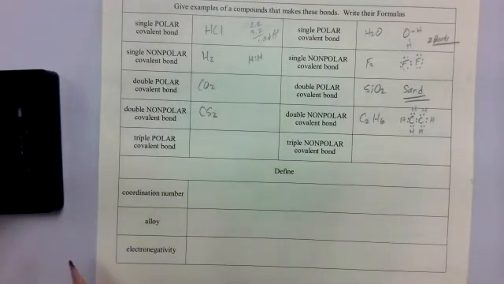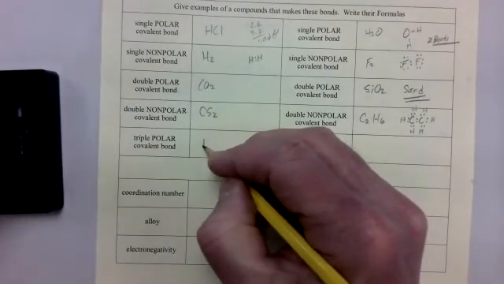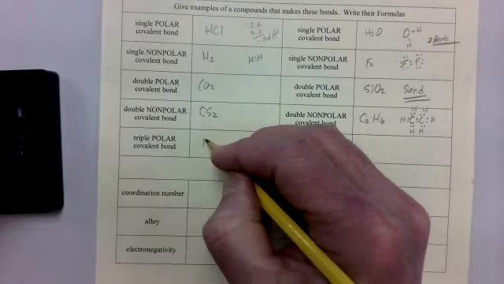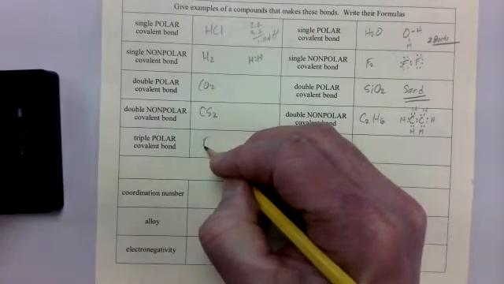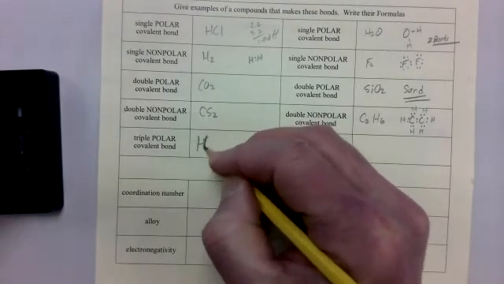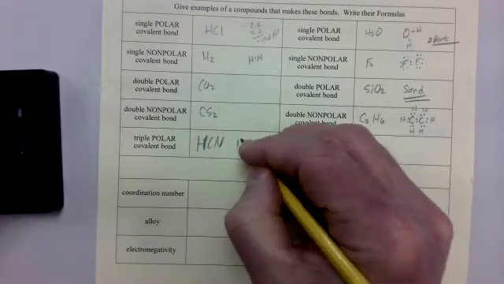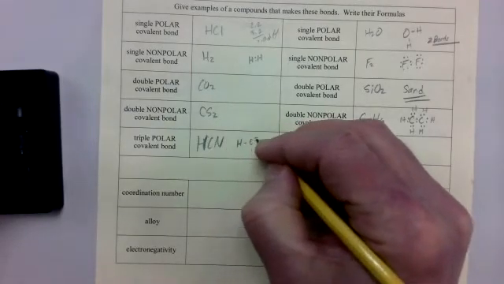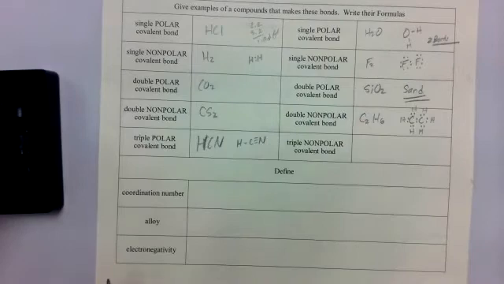Triple polar covalent bond. Triple polar, the only one I can think of would be HCN, which is going to look like this. H bonds to carbon, which bonds to nitrogen.